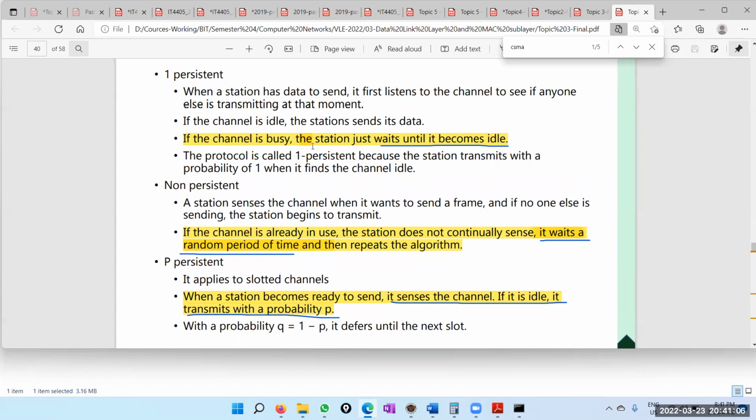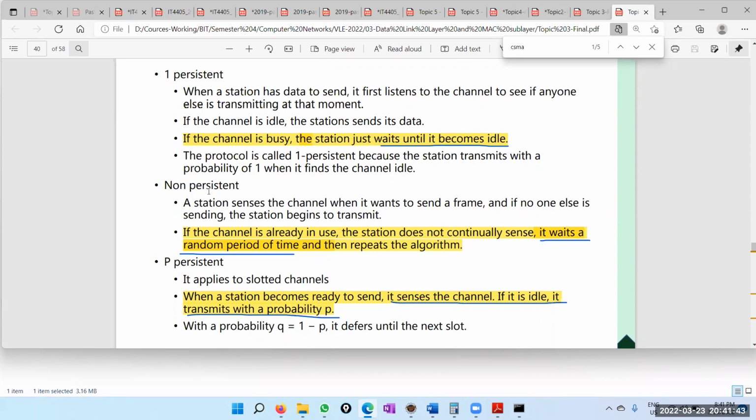One-persistent means if the channel is busy, the station just keeps listening to get the first possible available time slot. So that is called one-persistent. It's a very greedy approach. The non-persistent means you wait for a random period. If it is right now busy, you wait for maybe 100 milliseconds and then only you check again. If it is again busy, you wait another random time and check again. So that is called non-persistent. That is a very generous approach.